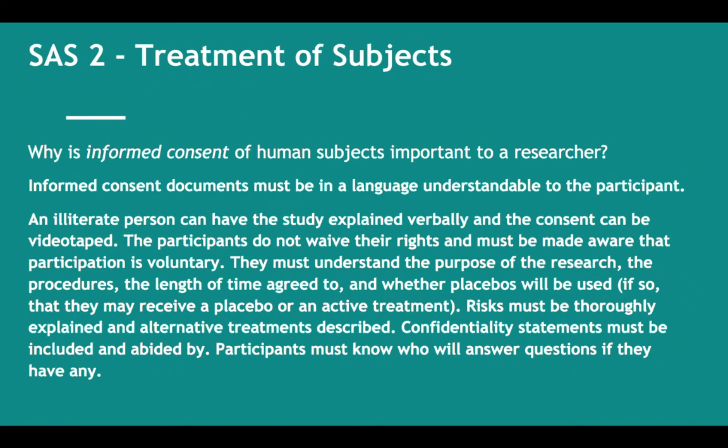So voluntary participation is very important when it comes to a research study. They must understand the purpose of the research, the procedures, the length of time agreed to, and whether placebos will be used. We already discussed what a placebo is. And if so, that they may receive a placebo instead of an active ingredient treatment. Risks must be thoroughly explained and alternative treatments described, and confidentiality statements must be included and abided by both sides of the study, both the researchers and the research participants. And participants must know who will answer questions if they have any.